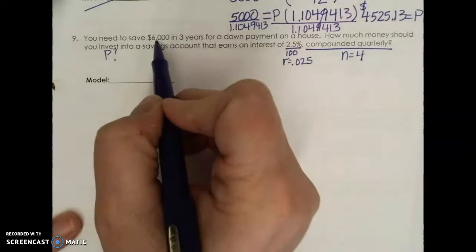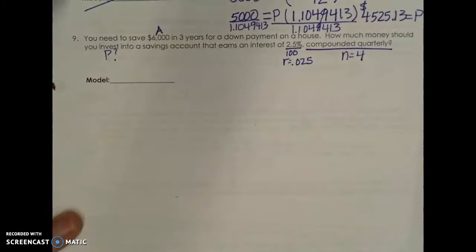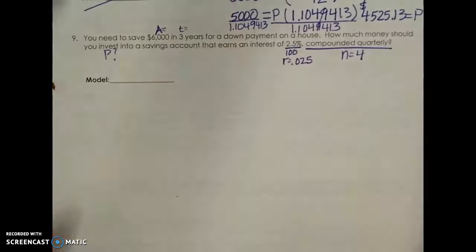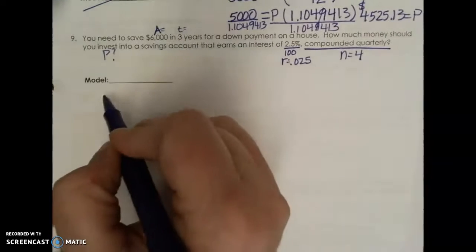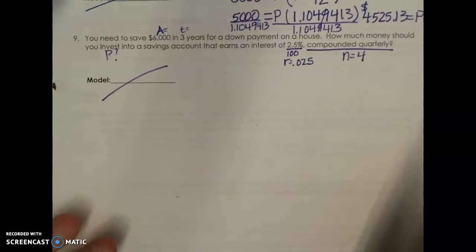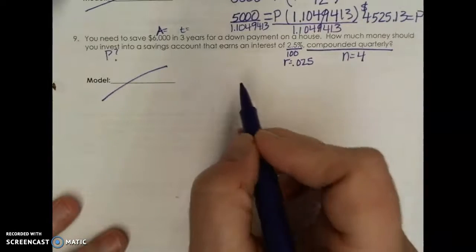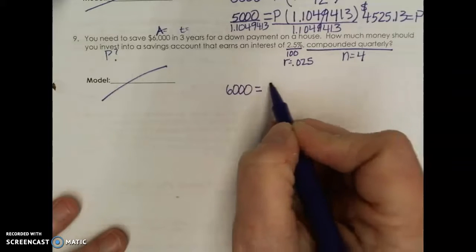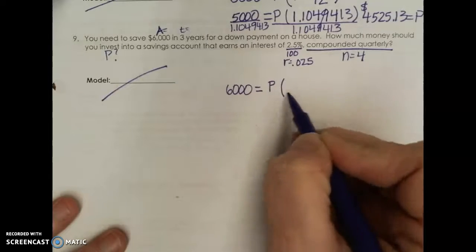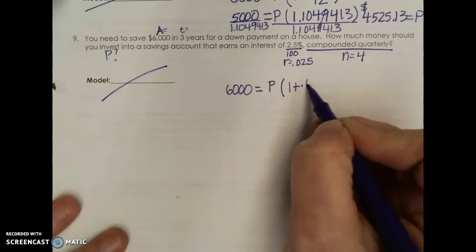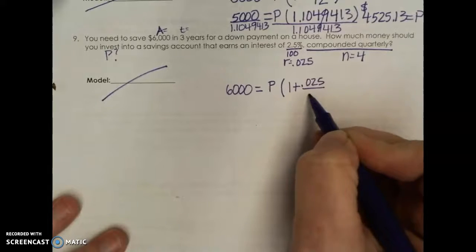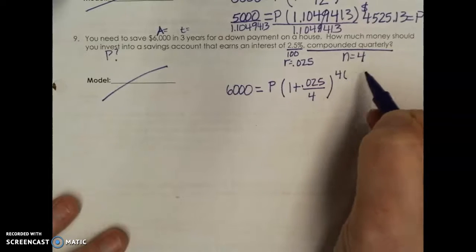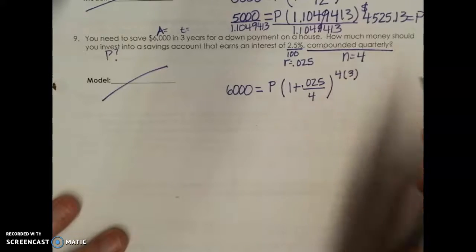What else do I have? Oh, this is what my final amount needs to be. So I have the money for my down payment in 3 years, that's my time value. So let's plug in what we know. We're not going to do a model because we're looking for a different value than the final end value. So in the end, I need to have $6,000. That's the principal. That's what we're looking for. We have 1 plus R, which is 0.025, divided by N. Close your parentheses, and then it's N times T, and T is 3.